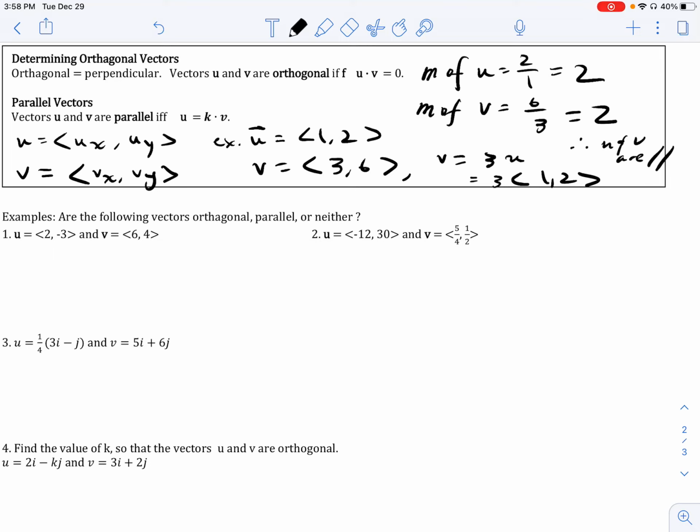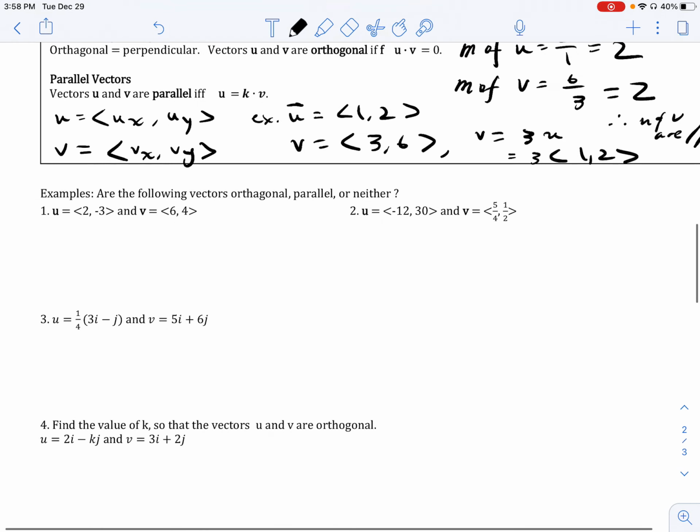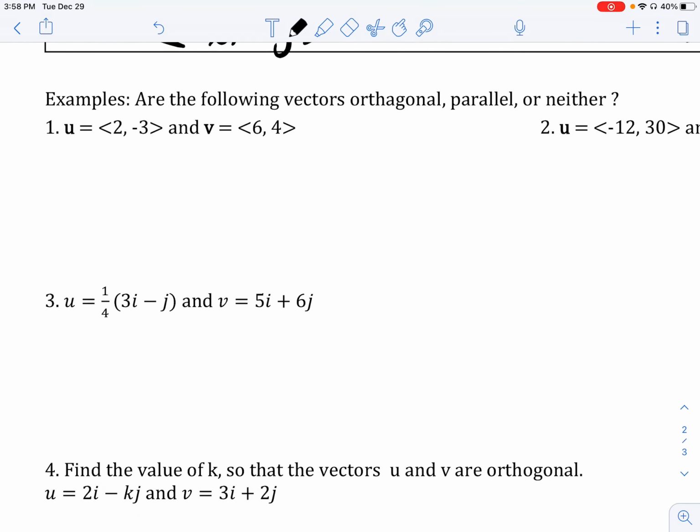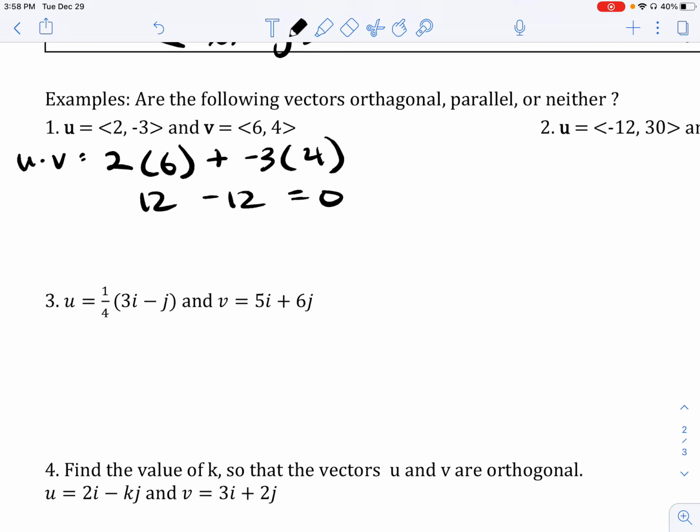So I just want to show one of these problems, and I'll let you have a chance to try a few of these on your own. Are these vectors orthogonal, parallel, or neither? Let's start by looking at their dot product, u dot v. That's going to be 2 times 6 plus negative 3 times 4. We see that that is going to be 12 minus 12, which is equal to 0. Therefore, u and v are orthogonal.